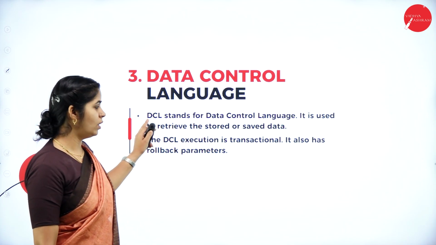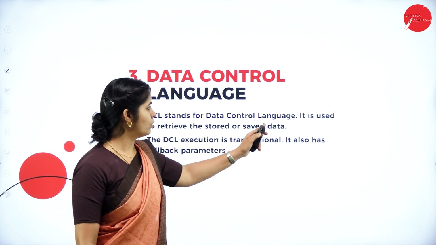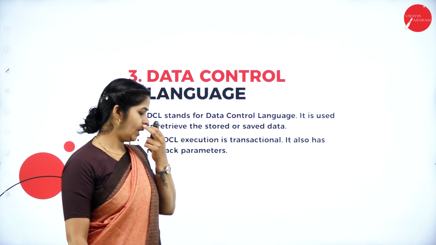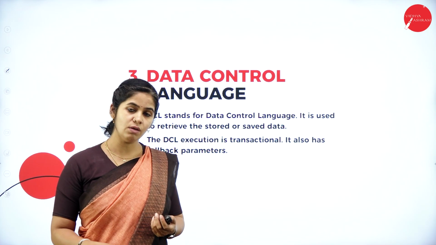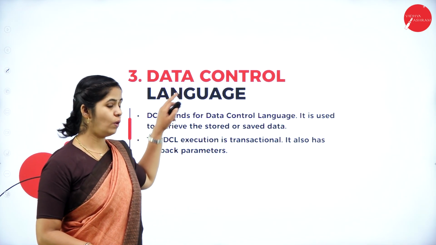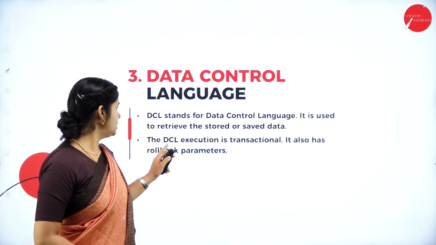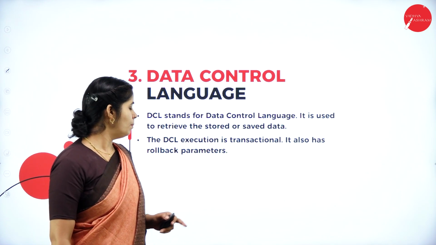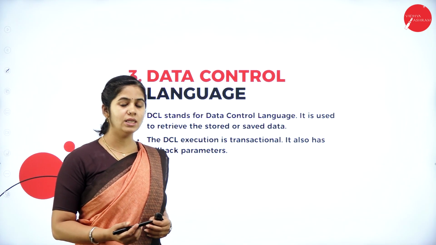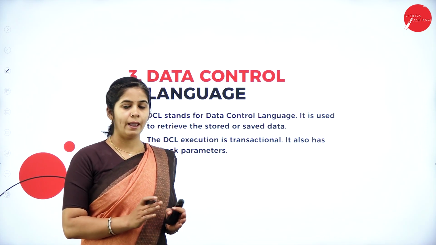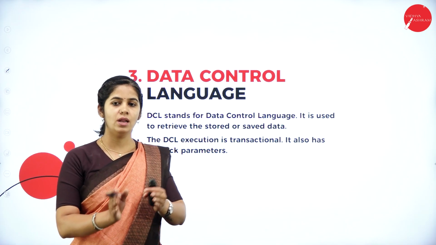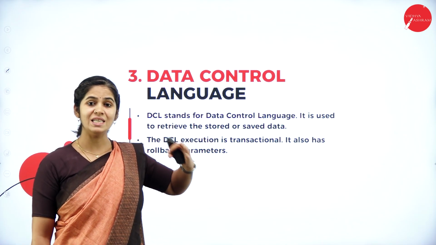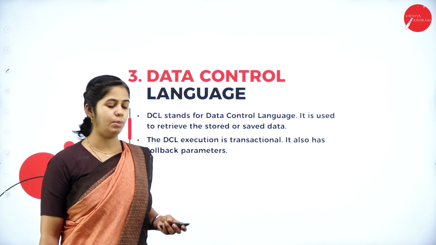That is called DCL, which stands for data control language. It is used to retrieve and store or save data. When we want to retrieve the data, we use the data control language. DCL executes a transaction. It also has a rollback parameter. It can roll back. It's just like doing undo, reversing whatever you have done. That option is given in the data control language, because it's controlling all the data of the database.